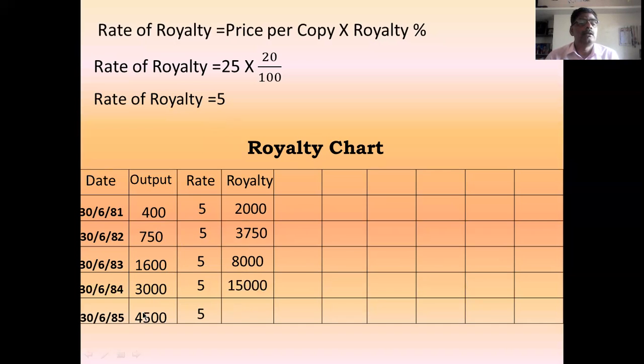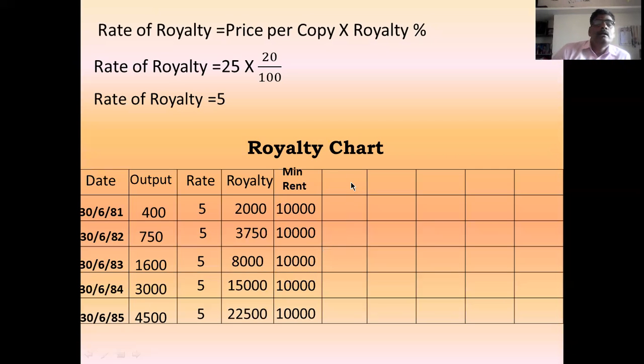3,000 into 5, 15,000. 4,500 into 5, 22,500. Okay, this is the royalty. Then minimum rent: 10,000, 10,000, 10,000, 10,000. Every year 10,000 is the minimum rent. There is no strike, therefore minimum rent will be the same for all the years.